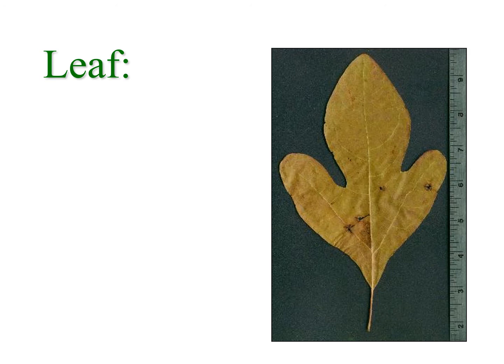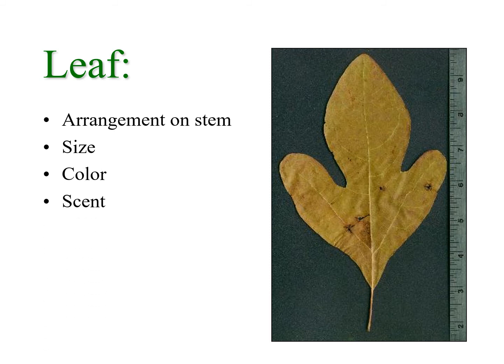Leaves are probably the most common feature of a tree used to identify the species. Of course, they are not always available, but most guides are based on leaf identification. When you use the leaves to identify a tree, you can look at these different features of the leaf: the arrangement on the stem, the size, the color, the scent.